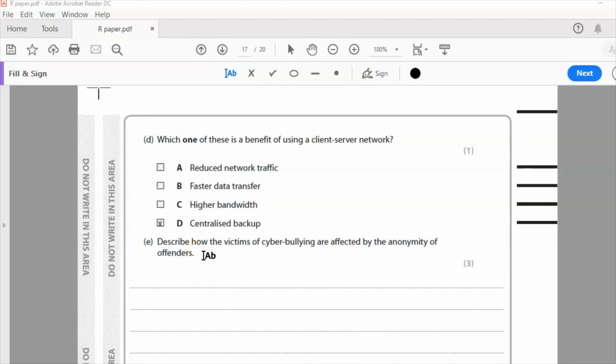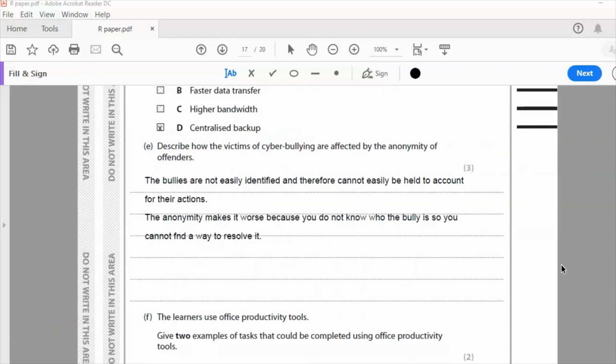E, describe how the victims of cyberbullying are affected by the anonymity of offence. Because the bully is anonymous, they think they can more easily get away with it. So the bully's not easily identified and therefore cannot be held to account for their actions. Anonymity makes it worse because you don't know who the bully is. You cannot find a way to resolve it. So that also has psychological implications as well, because the victim's not easily able to process why that's happening, because the bully is anonymous. Not sure why that's actually happening in the first place.